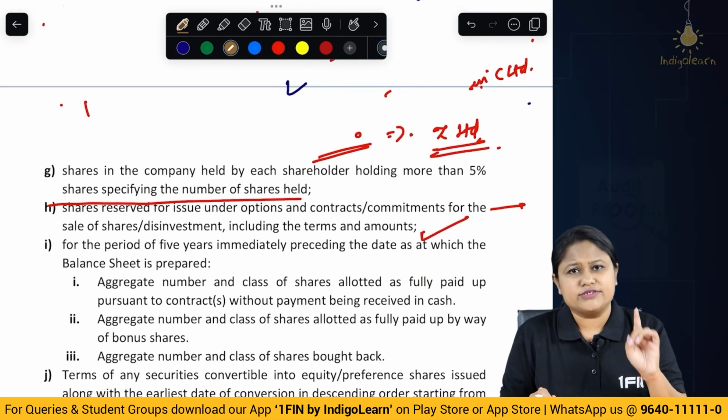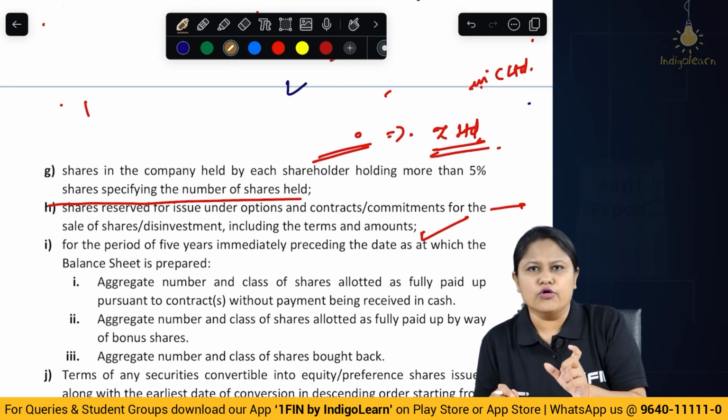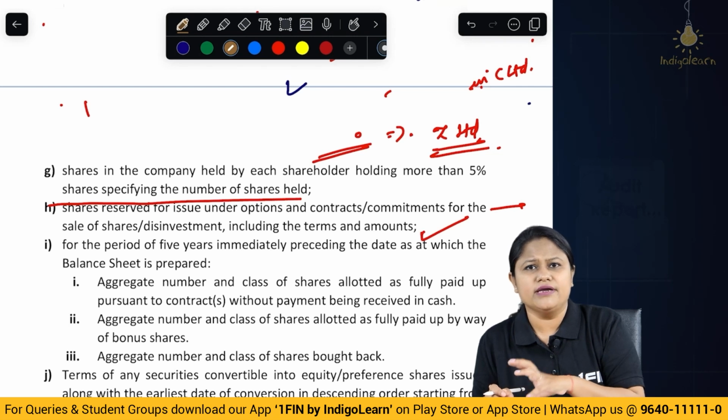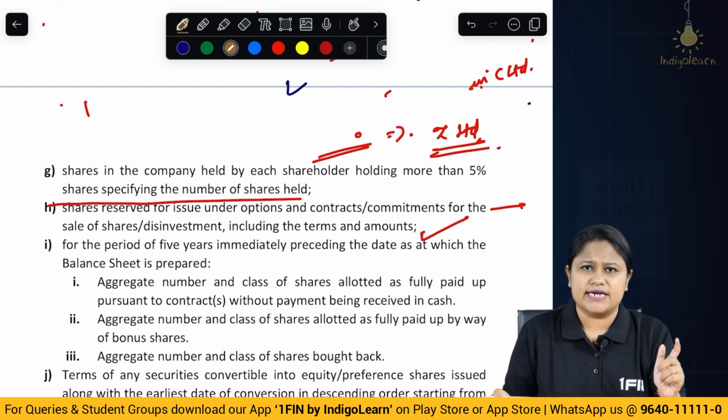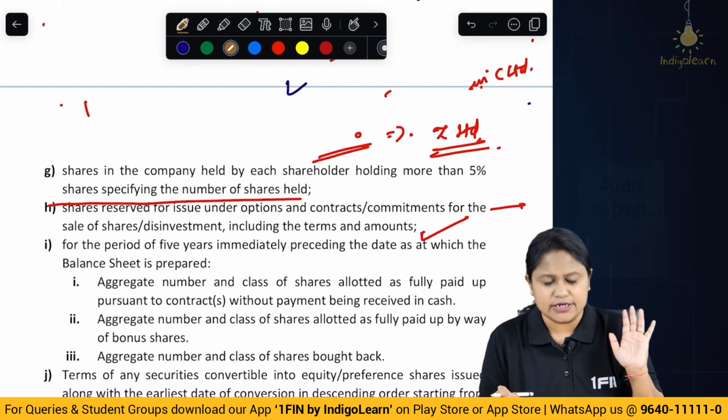Then very importantly, an MCQ I told you could be important. If any shareholder is holding 5% or more of the shares in a company, in any class of shares of the company, disclosure about him has to be given separately, where you mention his name, the kind of shares held by him and the percentage of shares held by him.